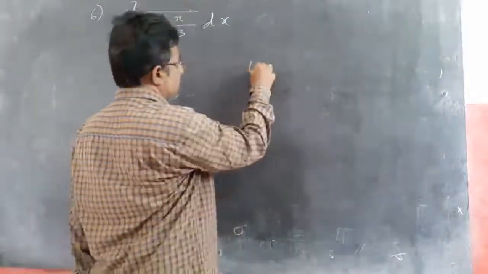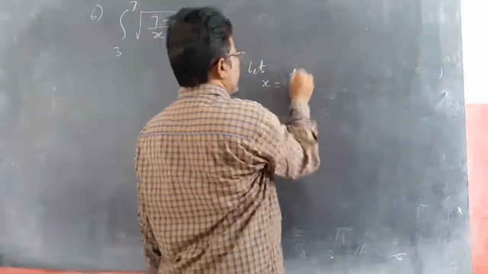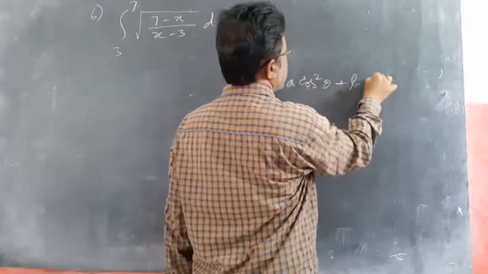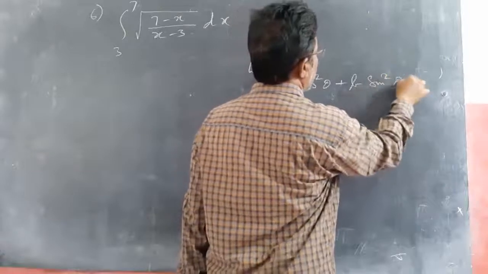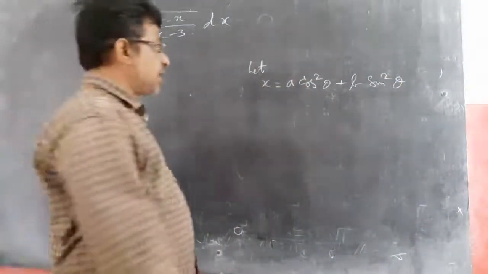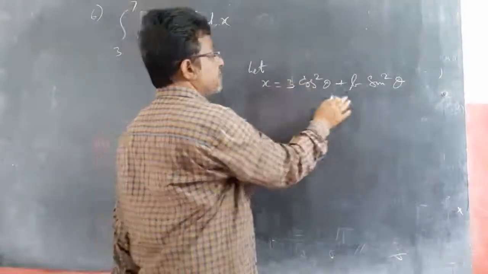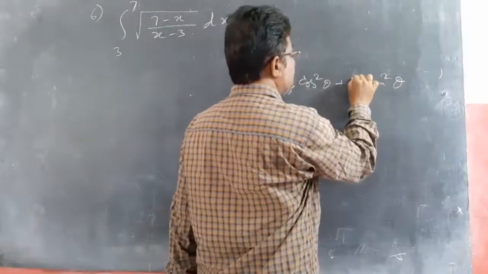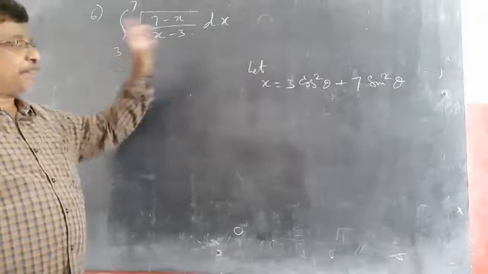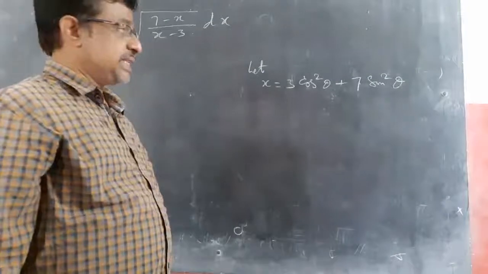Let x equal to a cos square theta plus b sin square theta. So a here is 3 and b is 7. For all this type, take x equal to a cos square theta plus b sin square theta. a is the lower limit, b is automatically the upper limit. So x equal to 3 cos square theta plus 7 sin square theta.